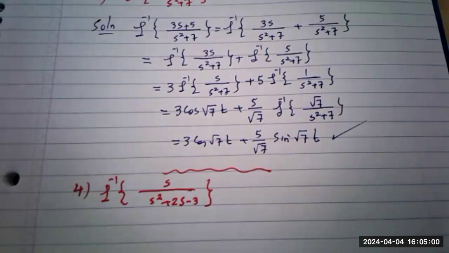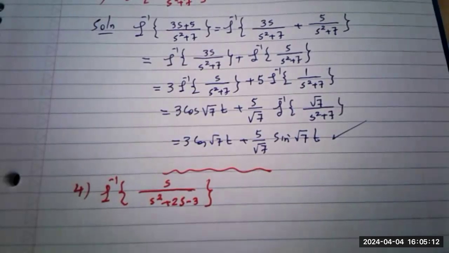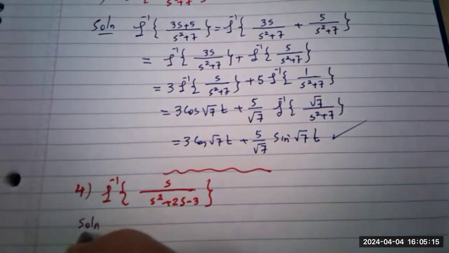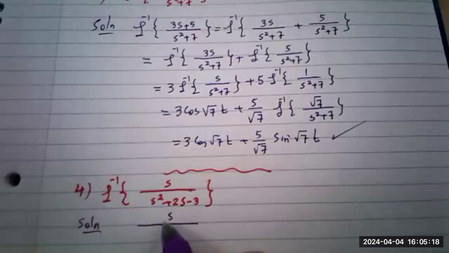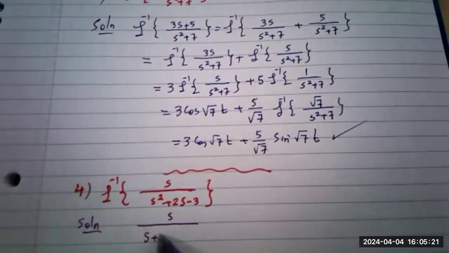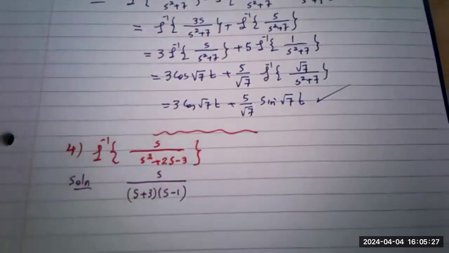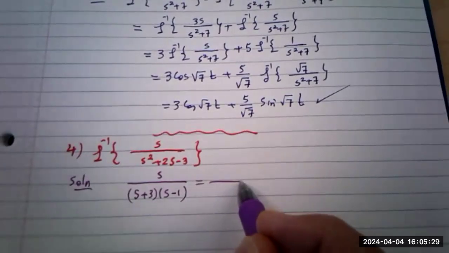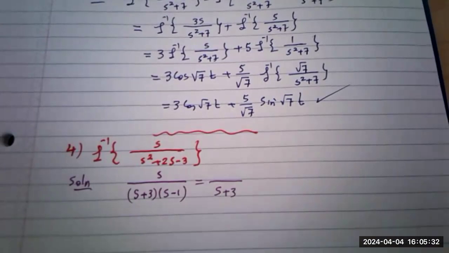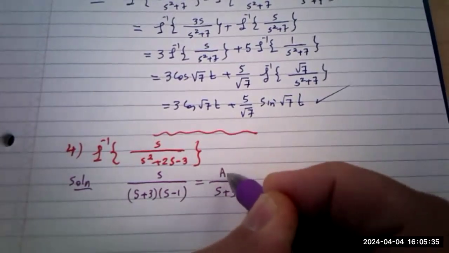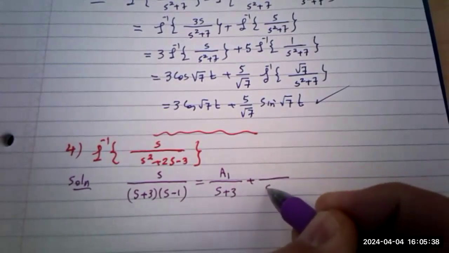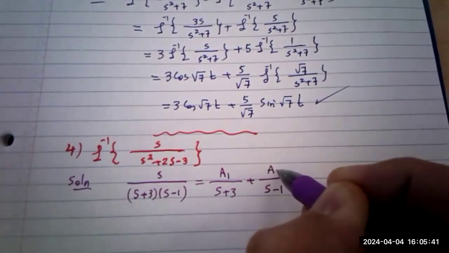The ones we have so far are going to be factorable. So we factor it to see how we write it down as a partial fraction: s plus 3 times s minus 1. As in the case of integration, we break it: a1 over s plus 3, plus a2 over s minus 1.